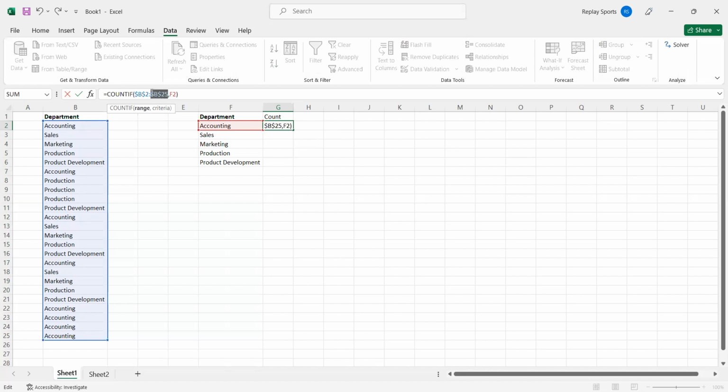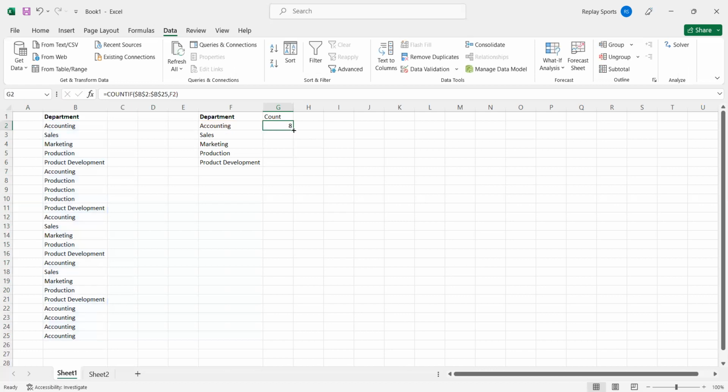Now similarly, I have to do this for all the other values. Sales may be 3, marketing again 3, production 6, product development 4. So these are the counts of people.